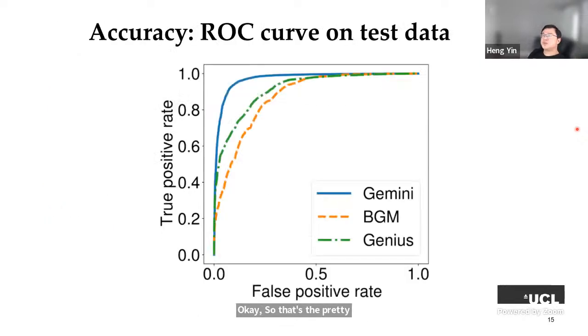So here we show some comparison of how good it is. Gemini is compared to BGM, which is the bipartite graph matching algorithm that previous papers have used, and Genius, which is the codebook plus vector quantization idea. As you can see, Genius is better than BGM, which is bipartite graph matching, in terms of accuracy, and Gemini is significantly even better in terms of accuracy.